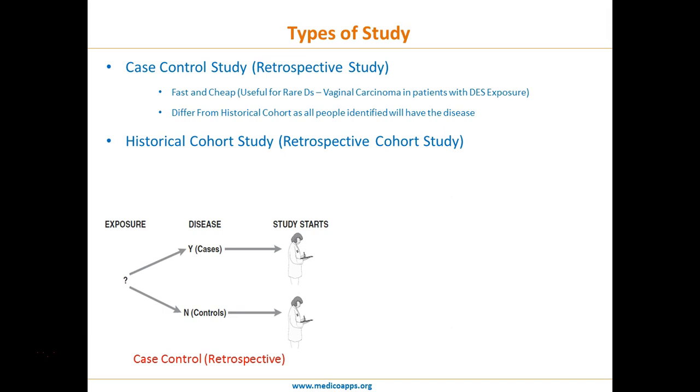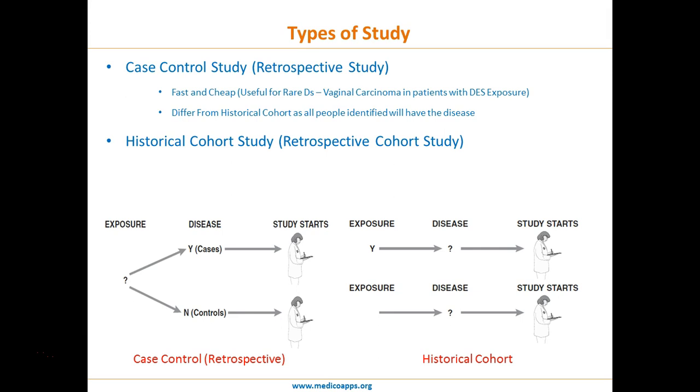There is something called historical cohort study or retrospective cohort study. Now, in this, the study starts today. But the difference from case control study is, in case control, not all the patients will have the disease. But in historical cohort, 100% of the patients are going to have the disease. And then we look backward to understand what are the exposure elements for development of those diseases.